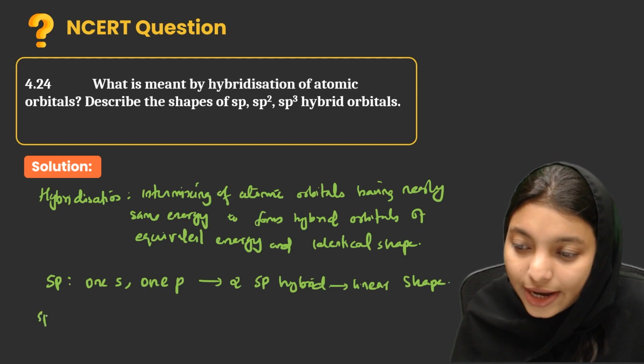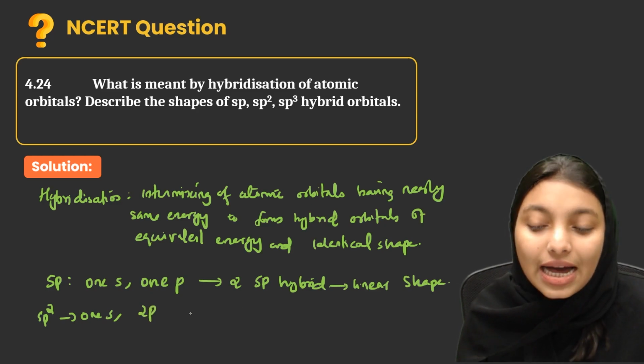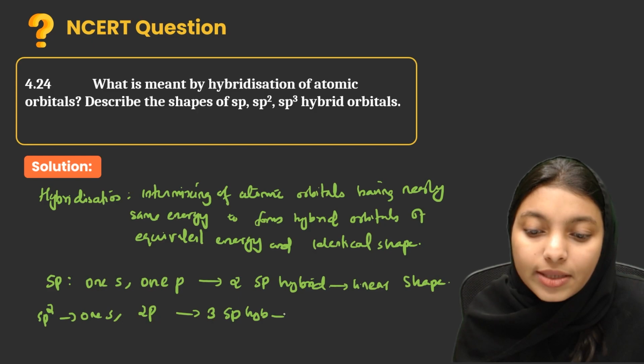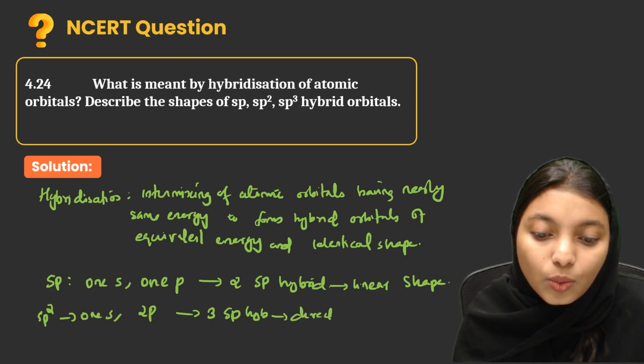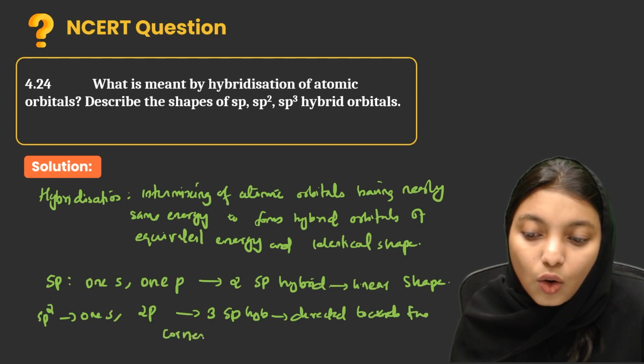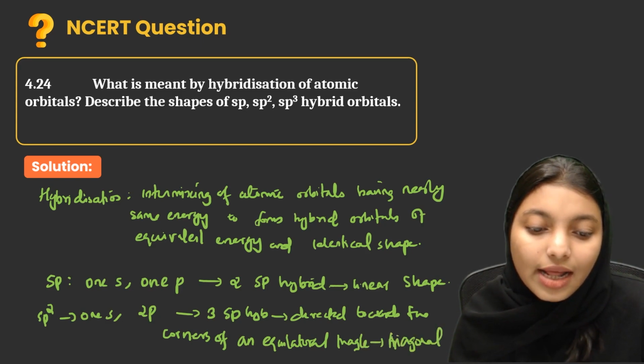Now when it comes to sp2 hybridization, one s and 2 p orbitals are intermixing and forming 3 sp2 hybridized orbitals, which are directed towards the corners of an equilateral triangle. That is why we call it trigonal shape.